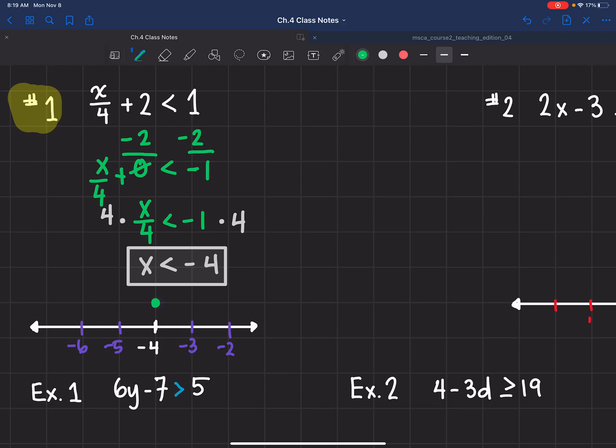And it goes to the, let me go ahead and reset. It's an open circle because the answer cannot be negative 4, and it goes to the left.